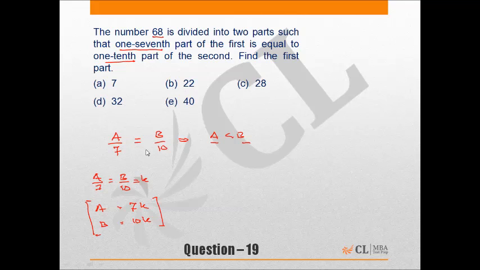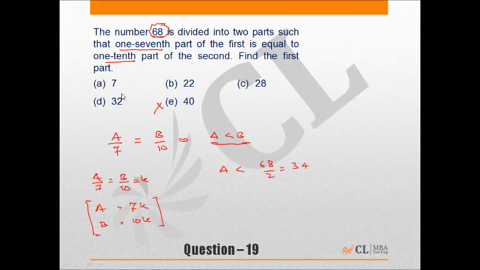Now the moment you say that A has to be smaller than B, or A is the smaller of the two parts, that means A should be less than 68 by 2, which is equal to 34, because if A is the smaller part, it should be lesser than half, and if B is the bigger part, it should be greater than half of the sum, because the sum is given to us as 68. In other words, choice 40 cannot be the answer. What should be the answer? You should check the choices now.